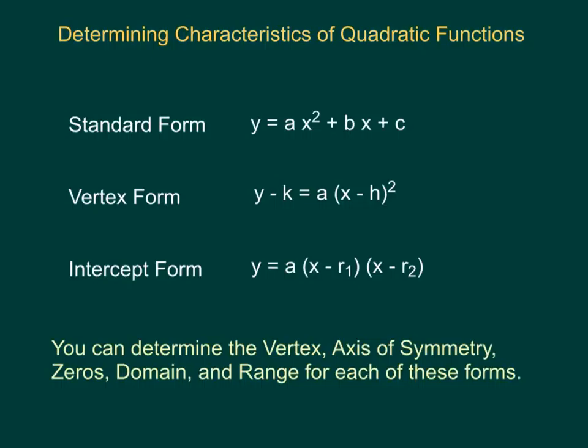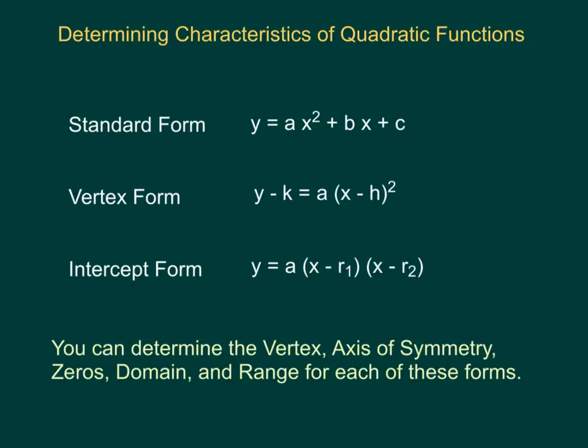Alright guys, so today we're going to be talking about how to determine different characteristics of quadratic functions. So far we've talked about three different ways we can look at a quadratic function. The first way is in standard form. That's y equals ax squared plus bx plus c. And so that's one way we could see this.